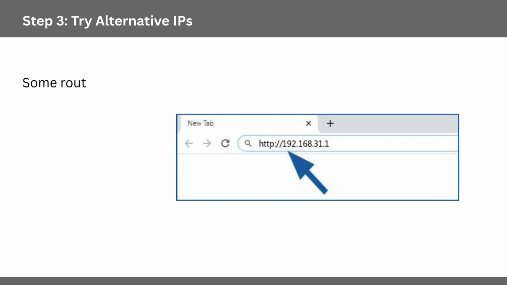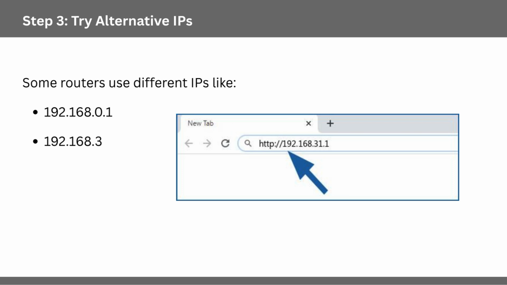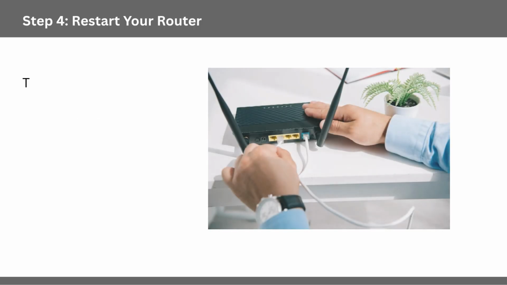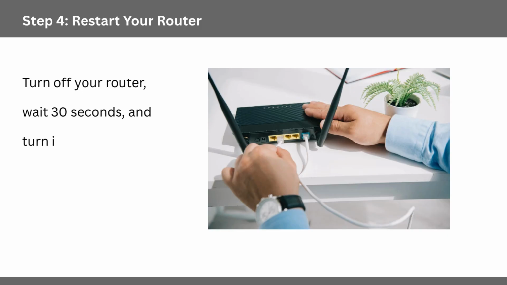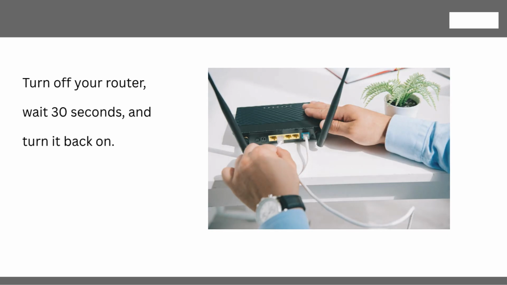Step 3. Try alternative IPs. Some routers use different IPs like 192.168.0.1, 192.168.31.1. Step 4. Restart your router. Turn off your router, wait 30 seconds, and turn it back on.